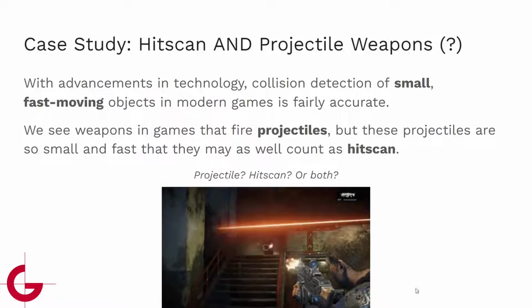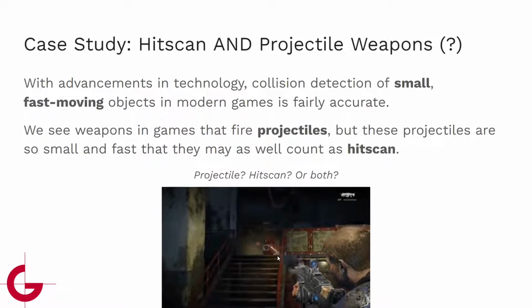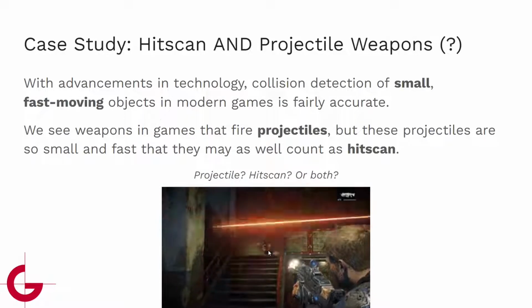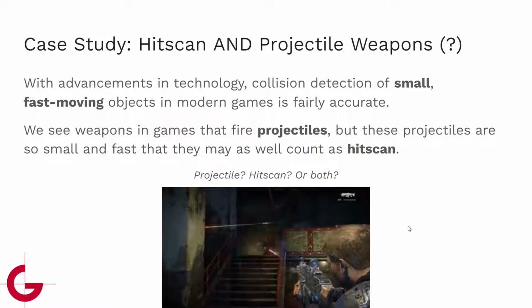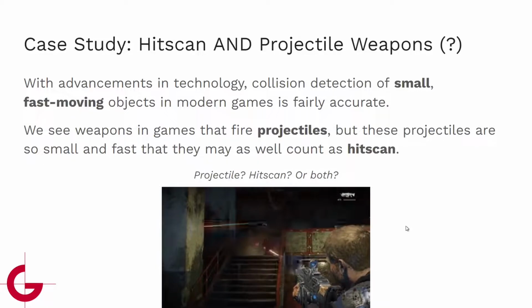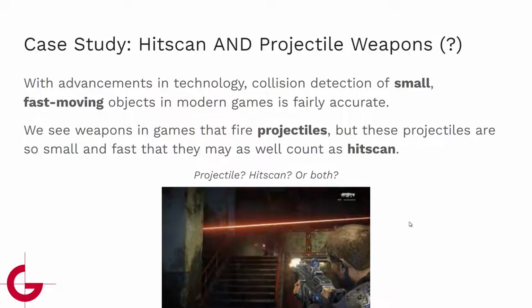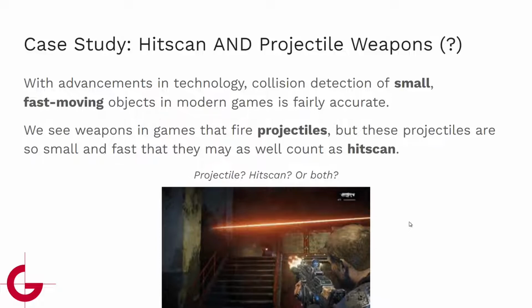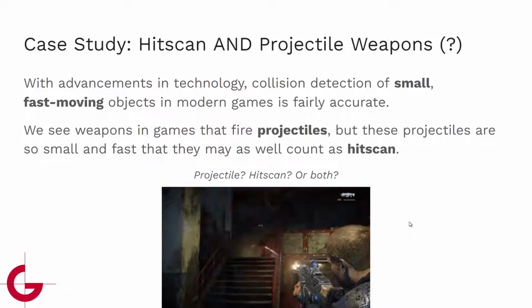So in the example I have here, Gears of War, you can see the projectiles and when they hit the target, but these projectiles are really small and really fast. So it's kind of projectile, but it's also kind of hit scan. It's kind of both.